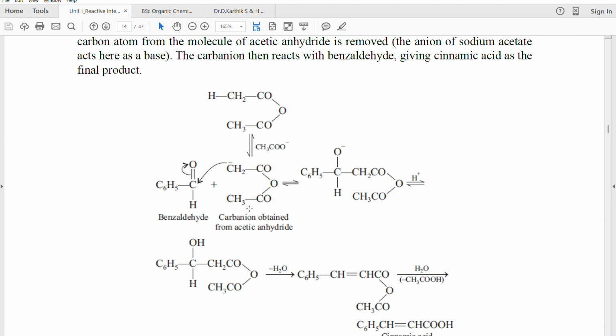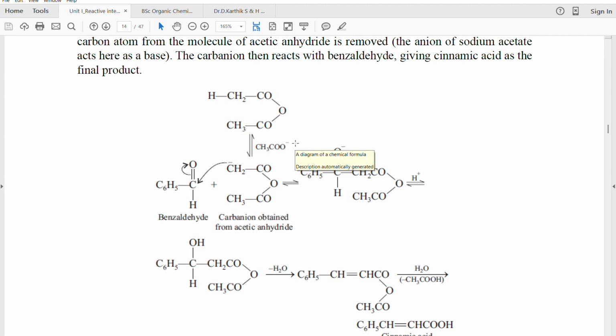So acetic anhydride is a derivative of acetic acid. When two acetic acid molecules combine together and remove water, it produces acetic anhydride. The functional group of the anhydride is COOCO. Okay, so this is the functional group of the acetic anhydride. So when we add base, the base is here sodium acetate, CH3COO- Na+.